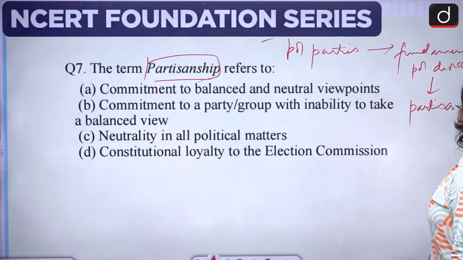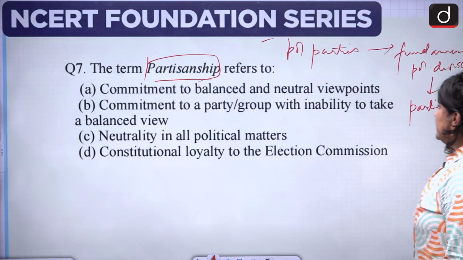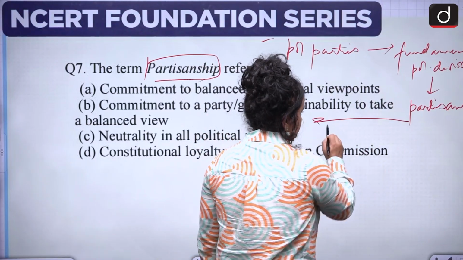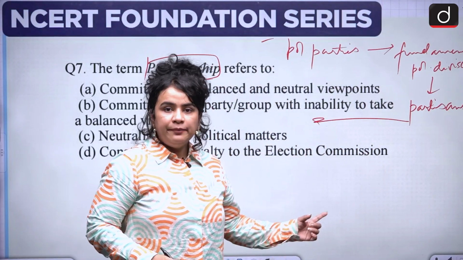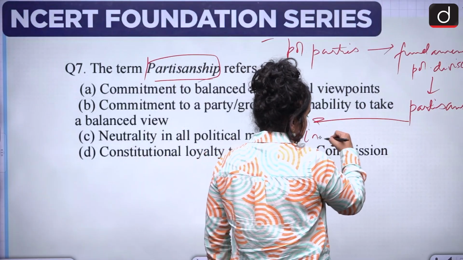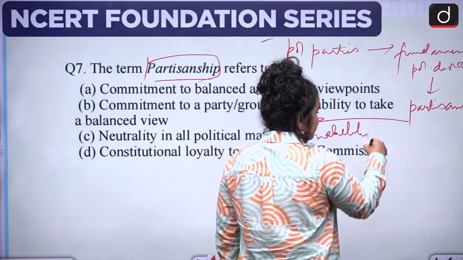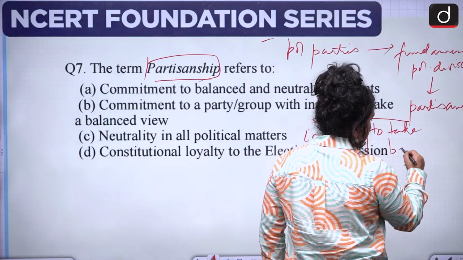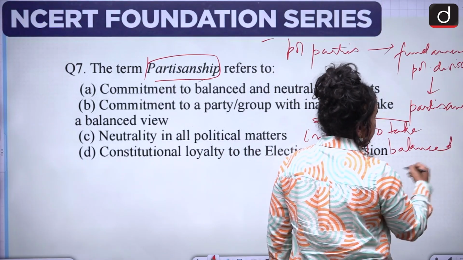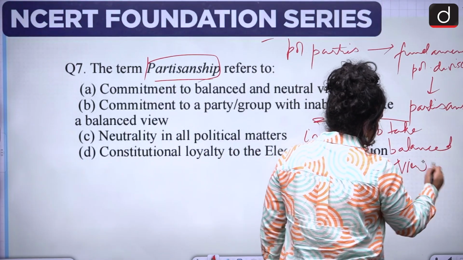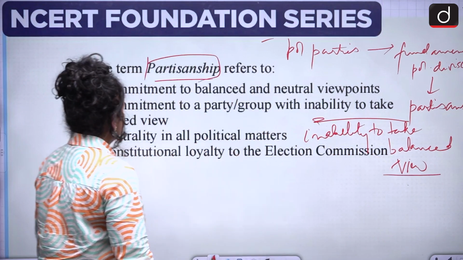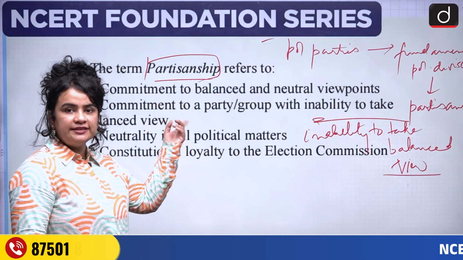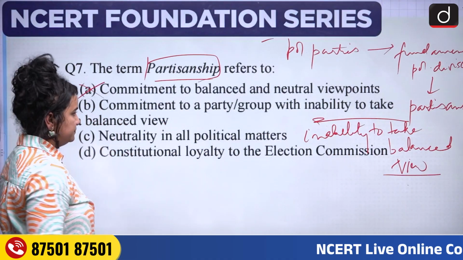When we talked about partisanship, we said that it referred to the inability to take a balanced view. The inability to take a balanced view is what is meant by partisanship. So, based on this, let's see. A: Commitment to balanced and neutral viewpoints. It is exactly the opposite of what partisanship is.